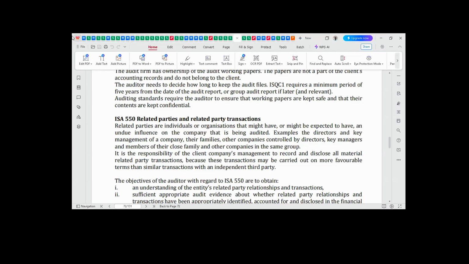Now, related parties are individuals or organizations that might have, or might be expected to have, an undue influence on the company that is being audited. Do you understand? Examples: the directors of the company, families and friends of the directors, families and friends of the employees, who have undue influence on the company that is being audited.